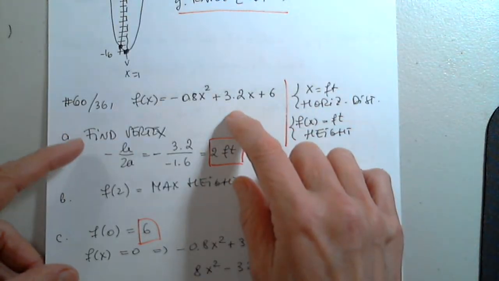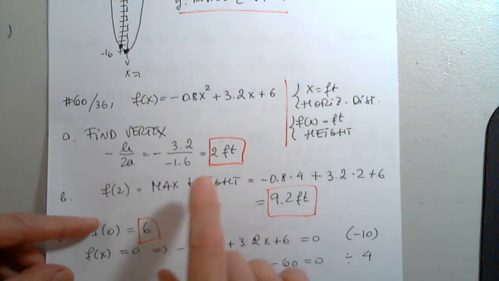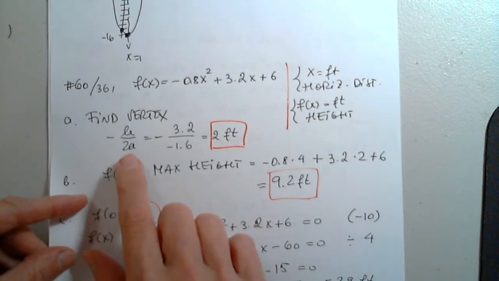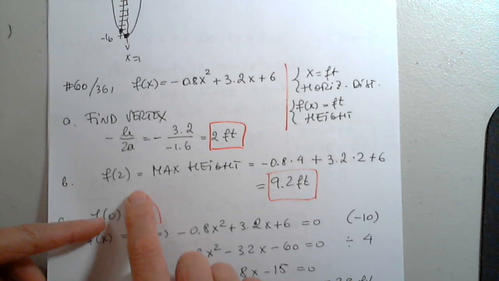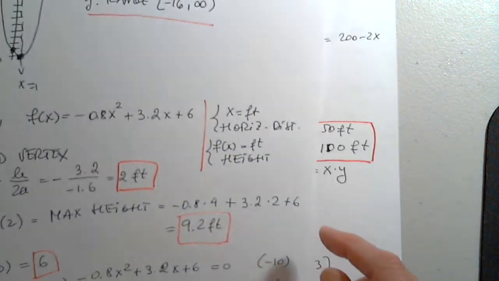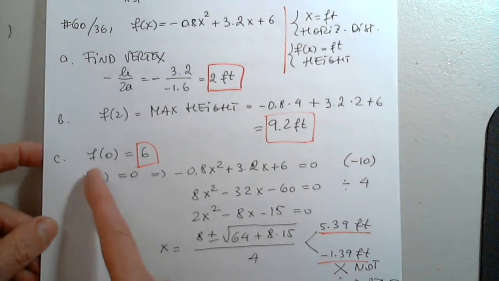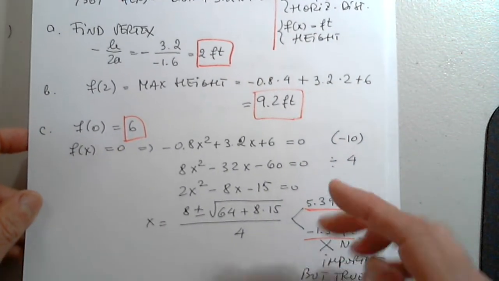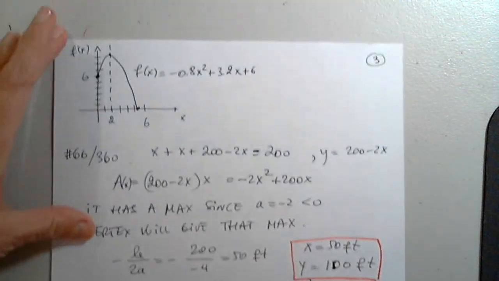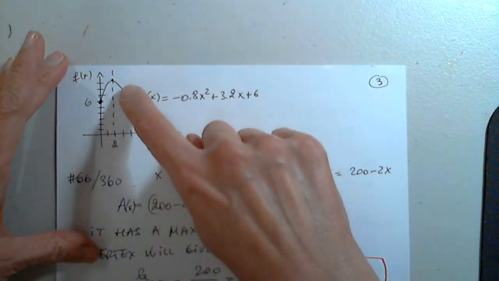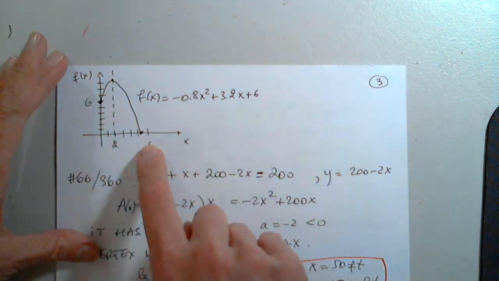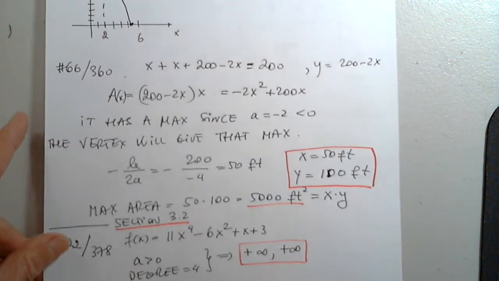This was a word problem. We were asked to find the maximum. Of course, we have to find the coordinates of the vertex. So this is the horizontal distance, and the maximum is f of 2. Same thing as we did a minute ago on the previous problem. f of 0 is 6. So we find the x-intercepts using the quadratic formula, and this is the graph. It reaches a maximum at x equals 2, as we know, and it drops to the ground.